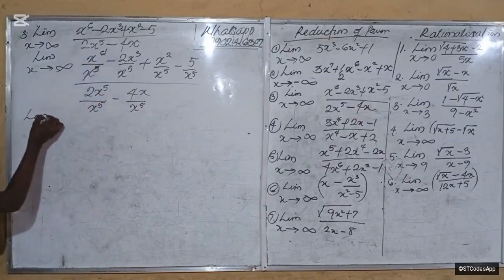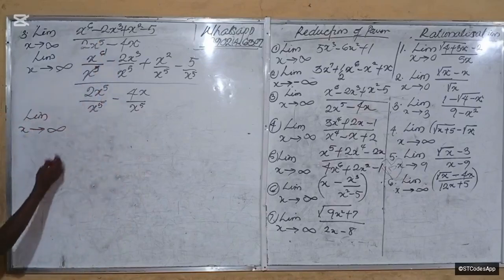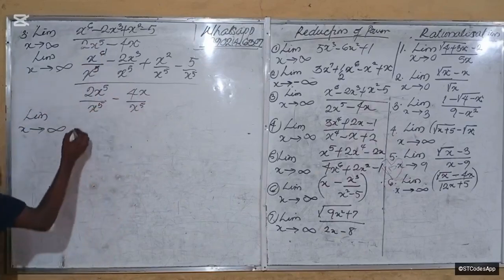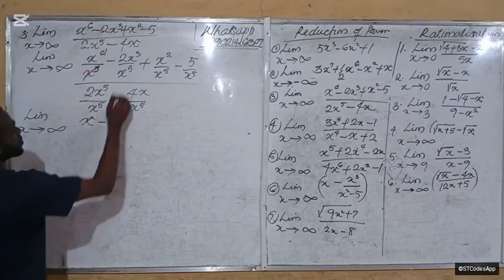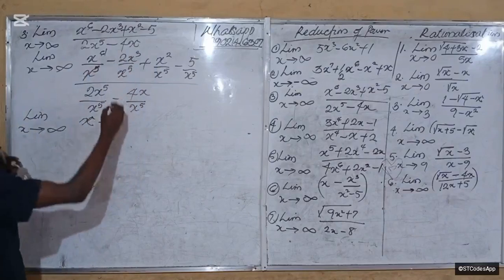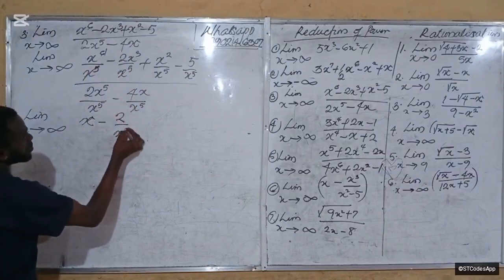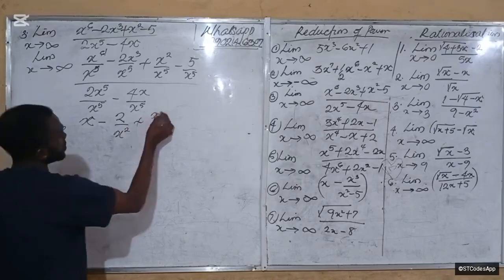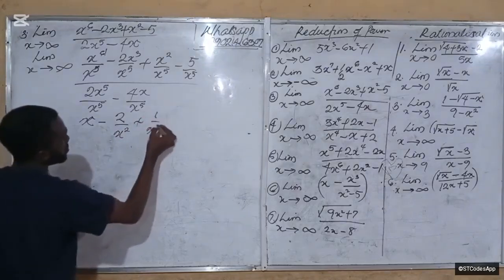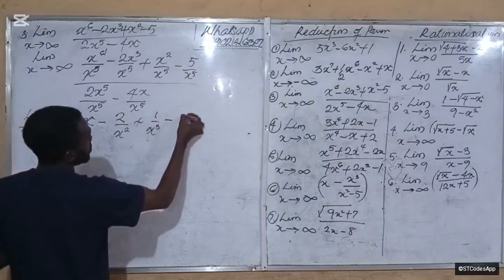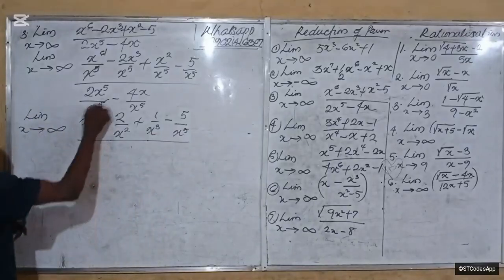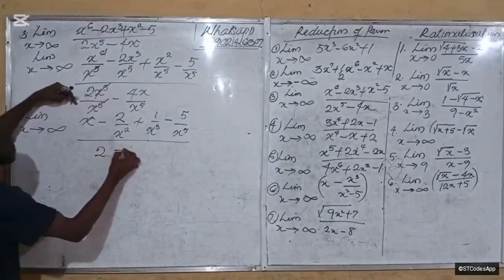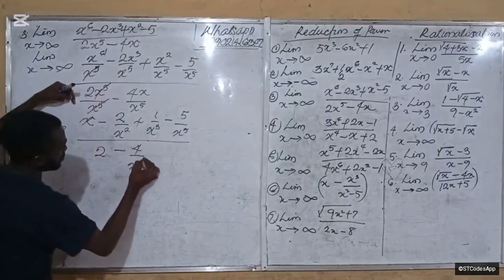So the limit as x approaches infinity of our guys become x here, only x will be left here, minus this guy is going to give us 2 over x squared plus x plus 1 over x to the 3rd minus 5 over x to the 5th. Then we have, this takes care of this, leaving 2 behind, minus 4 over x to the 4th.